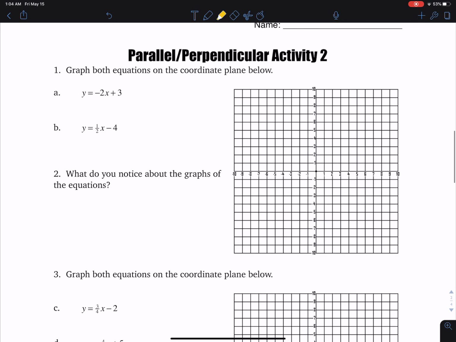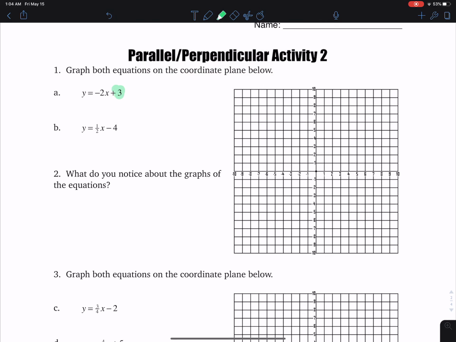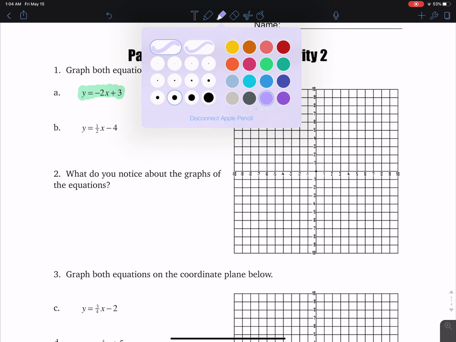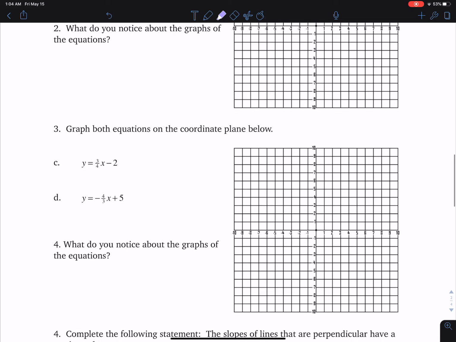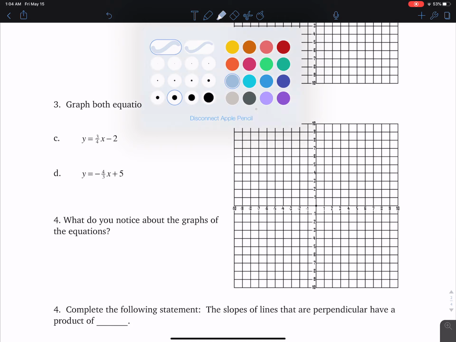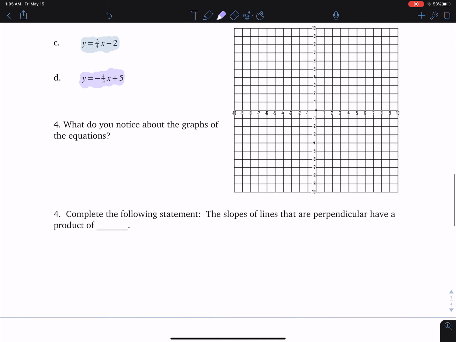And then that brings us to activity 2. Again, these are in slope-intercept form. So you're going to graph A on the graph to the right, and you're going to graph B on the graph to the right. And then you're going to say what you notice about the graphs of the equations. And then on the next one, for C, you're going to graph C on the graph to the right, and you're going to graph D on the graph to the right. And then question 4 also asks, what do you notice about the graphs of the equations?